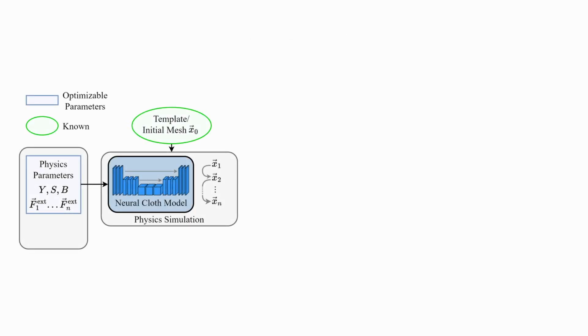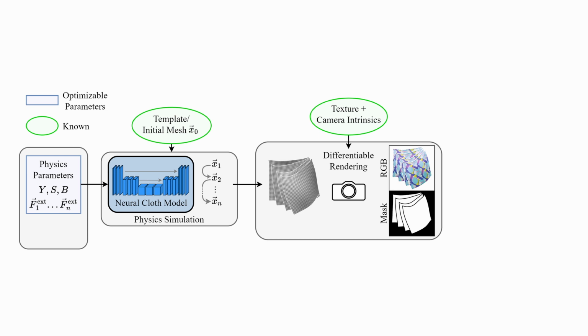After generating the simulated geometry at the desired points in time, we employ the differentiable rasterizer NVDiffRast to render images using the known intrinsic and extrinsic camera parameters. The texture is taken from the first frame of the ground truth sequence, and we assume an initial UV map to be provided as part of the template mesh. The UV map will be fine-tuned during the optimization process to account for initial mismatches.